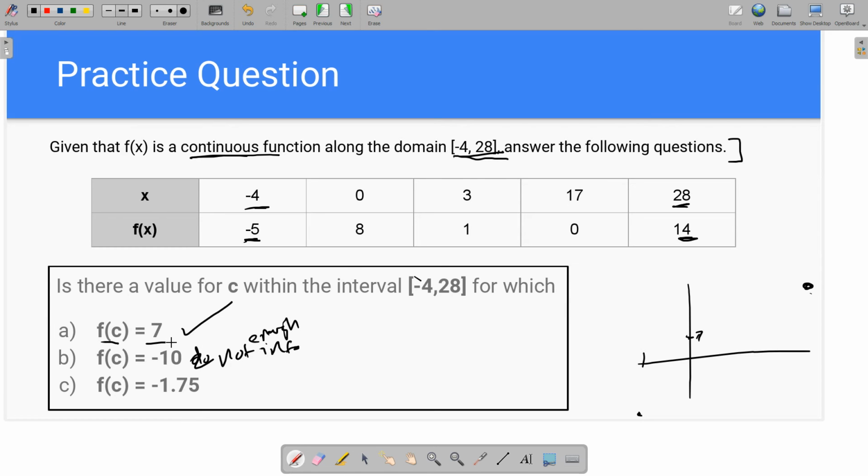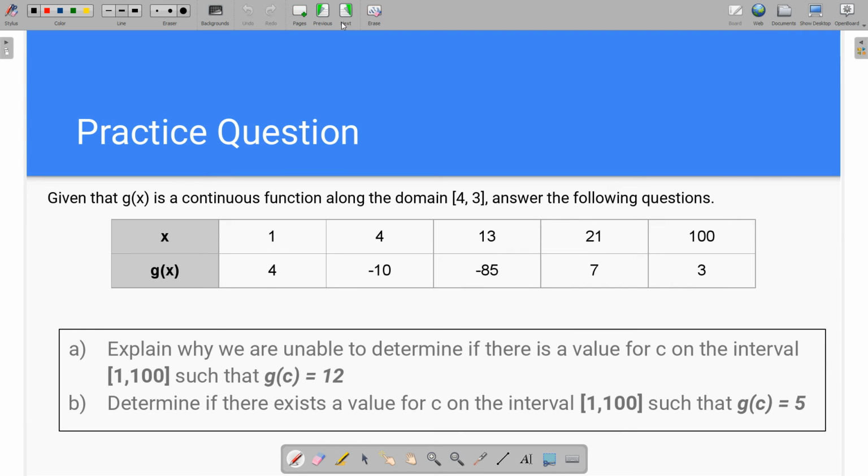We just don't know. There could be, if f of x looks something like this, or like, we just don't know. Given the information present, there's no way for us to guarantee that there is. Same way with A, for us to say as clearly as we do with A. However, C will fall in line with A because -1.75 falls in between -5 and 14, the extremes on our continuous function that we're given. So yes, there is some c value which will result in that being true.